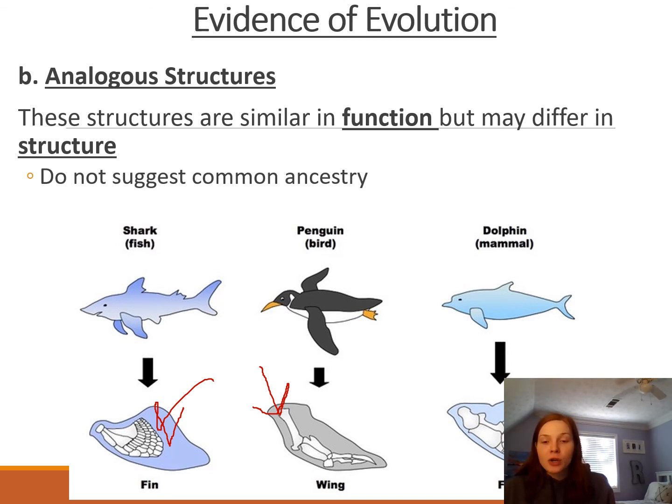Okay, so homologous structures say, hey, they share a common ancestor, they're pretty closely related. Analogous structures say they both have the structure used to do the same thing, but the bones are completely different, so they don't have a common ancestor. So we would say that dolphins and sharks do not share a recent common ancestor because their bone structure is so different in their fins.